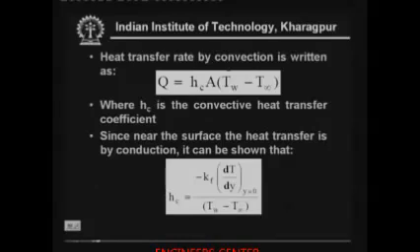This is also known as Newton's law of cooling. Basically, this is a definition of the heat transfer coefficient. It is not actually a law, but it defines the heat transfer coefficient. Since near the surface the heat transfer rate is by conduction, we can show that Hc is nothing but minus Kf dT by dy at y equal to 0 divided by Tw minus T infinity. By writing the heat transfer rate in terms of conduction for the stationary layer and equating that to Newton's law of cooling, you can arrive at this expression.